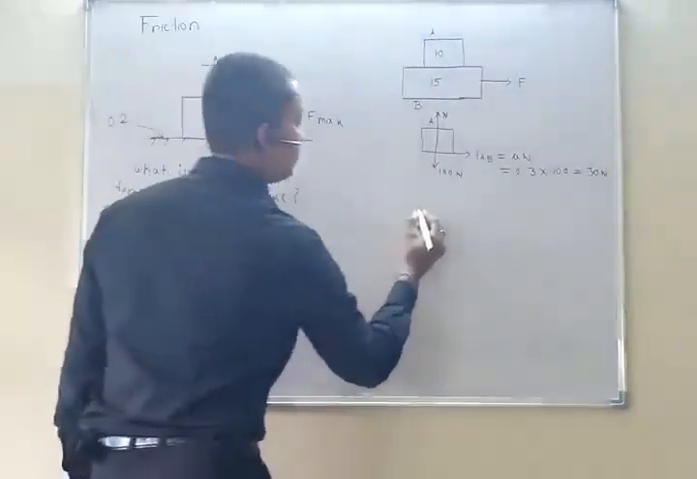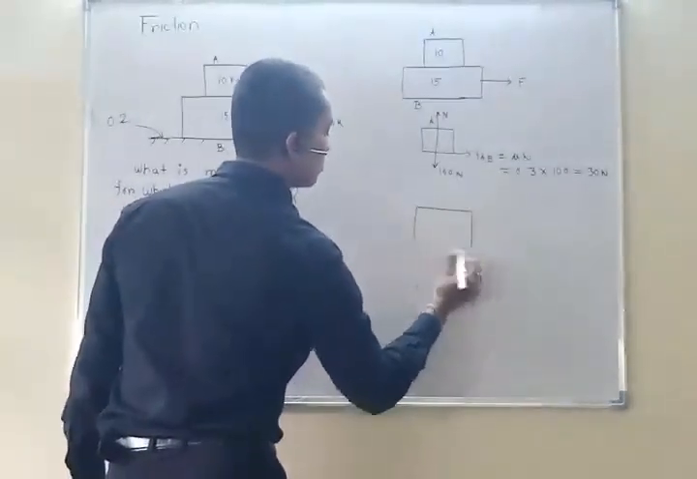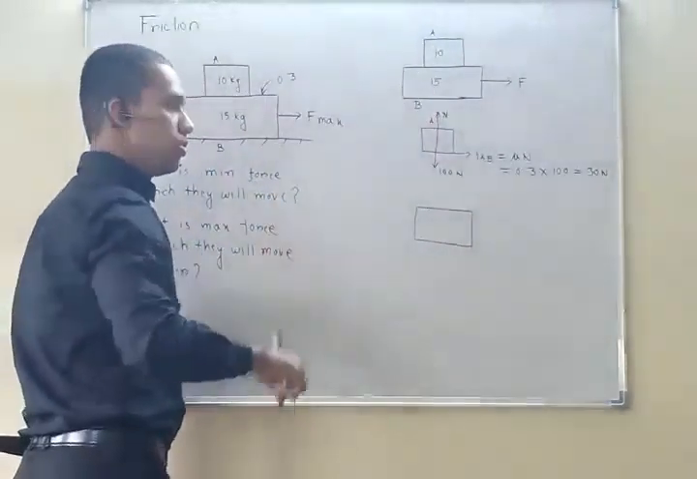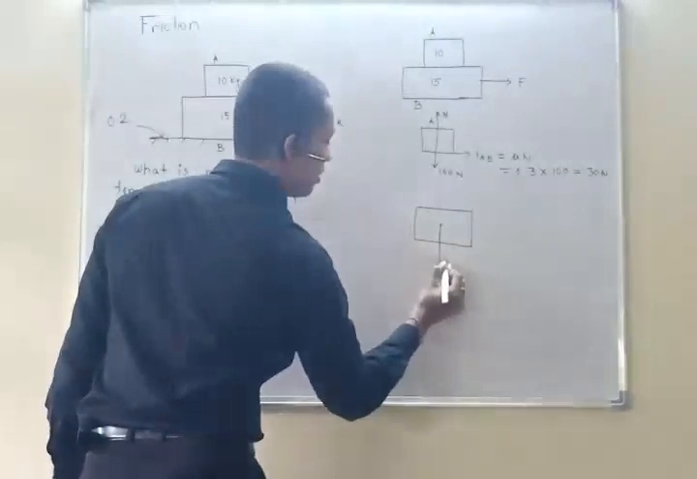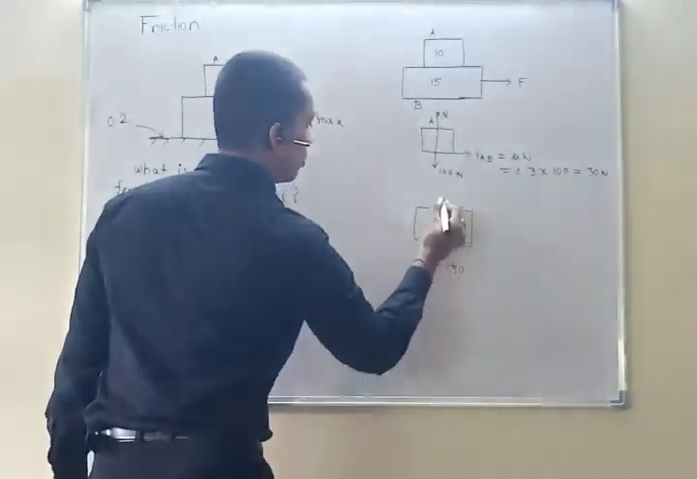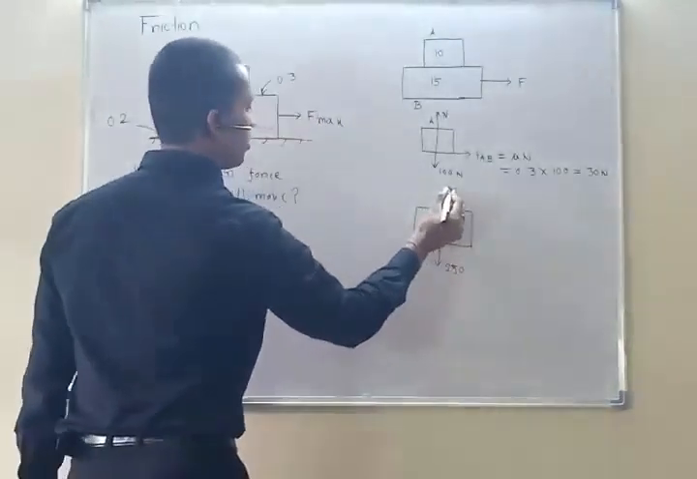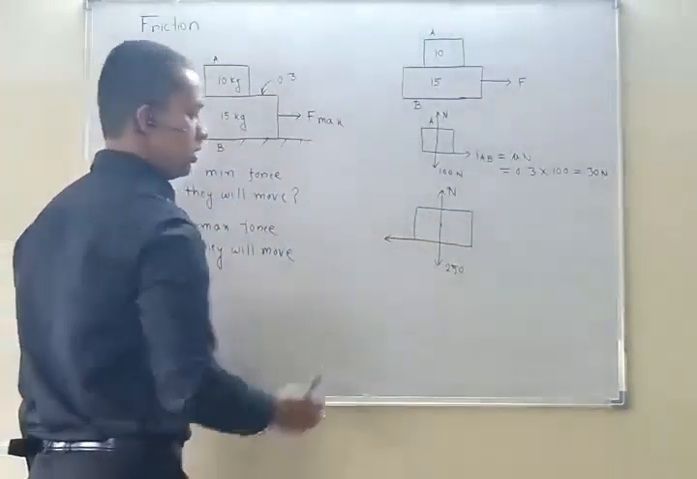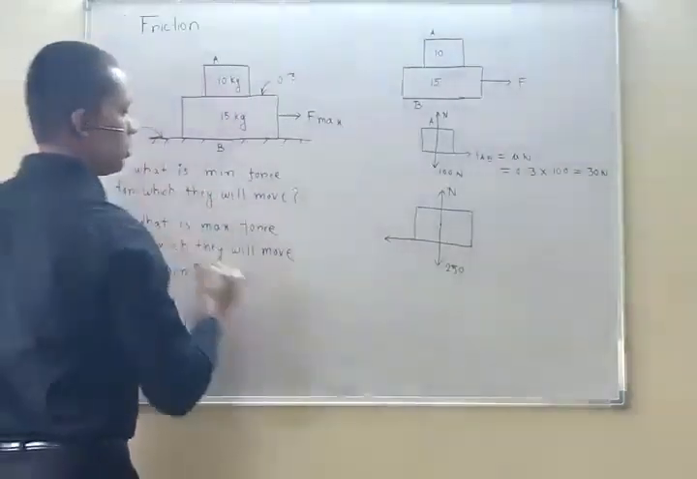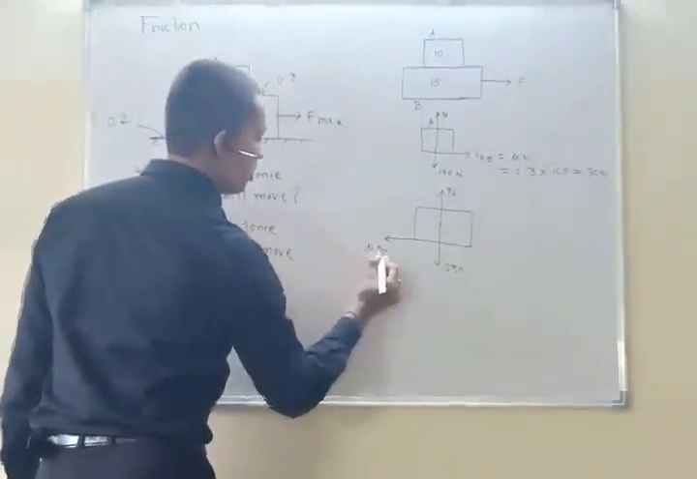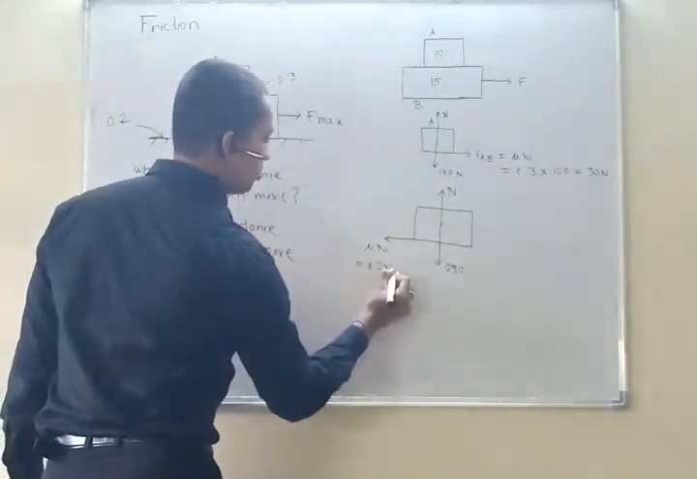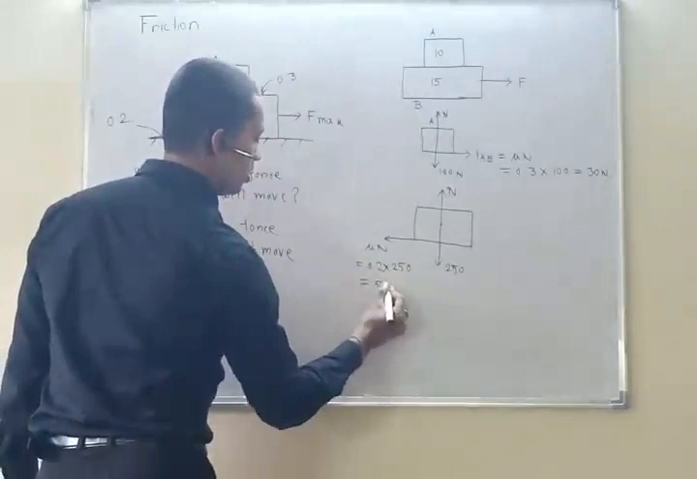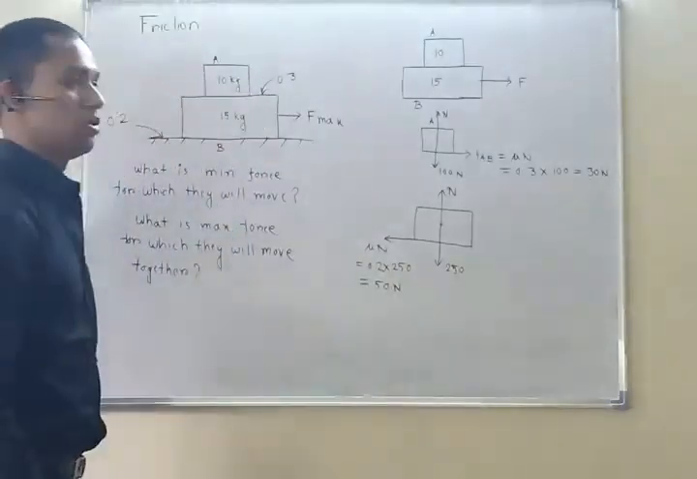From the bottom, 10 plus 15, 25. 25 into 10 is 250, acting like this, and the top N is acting like this. So here will be some resistance. This resistance is 0.2. So mu times N, 0.2 into 250. 0.2 is 1 by 5, into 250, that is 50 Newton. 50 Newton is the value in this direction.